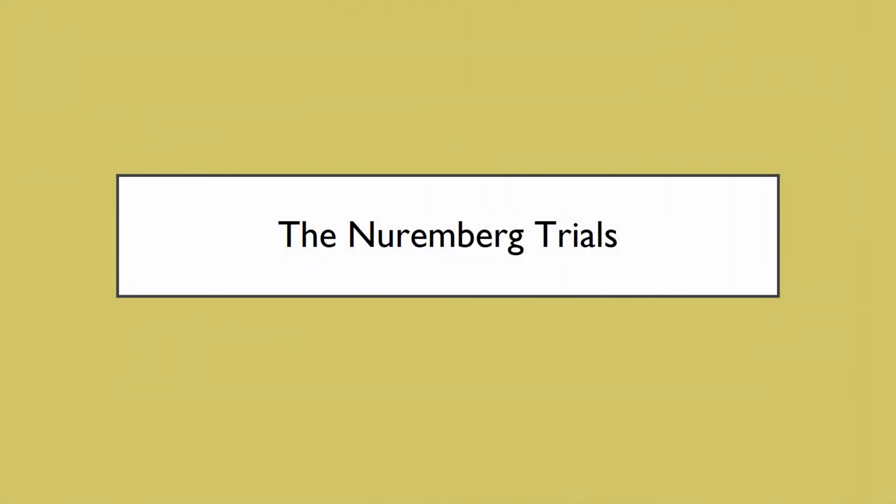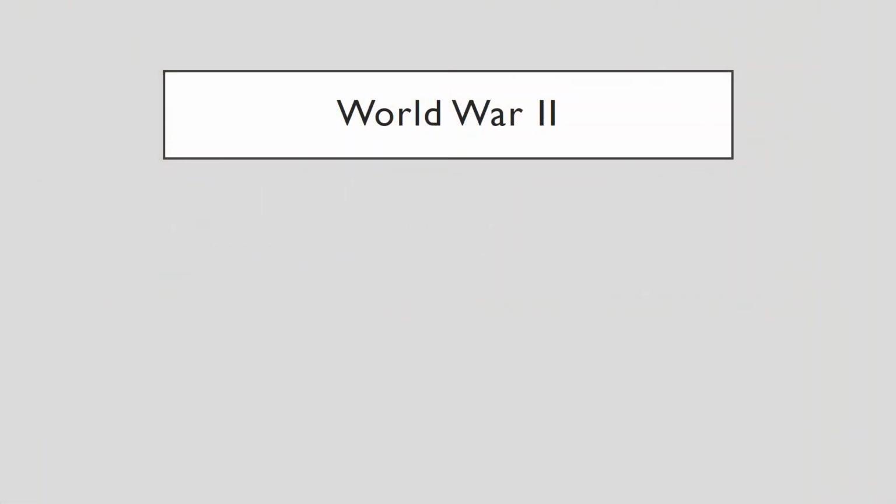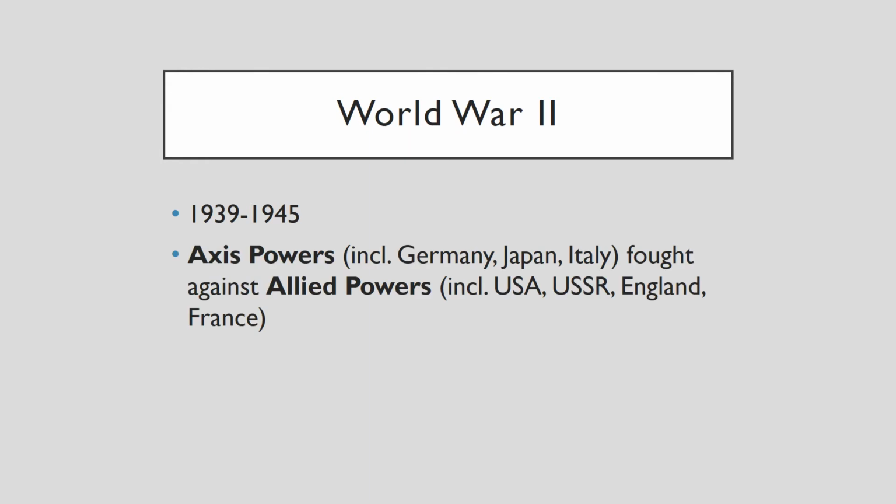So, what were the Nuremberg trials? To put the Nuremberg trials in context, we have to first talk a little bit about World War II. Now, officially, World War II lasted from 1939 to 1945, although the stage was set years earlier by the rise to power of Adolf Hitler in Germany. The war was fought between the Axis powers, which included Germany, Japan, and Italy, and the Allied powers, which included the United States, Russia, England, and France.